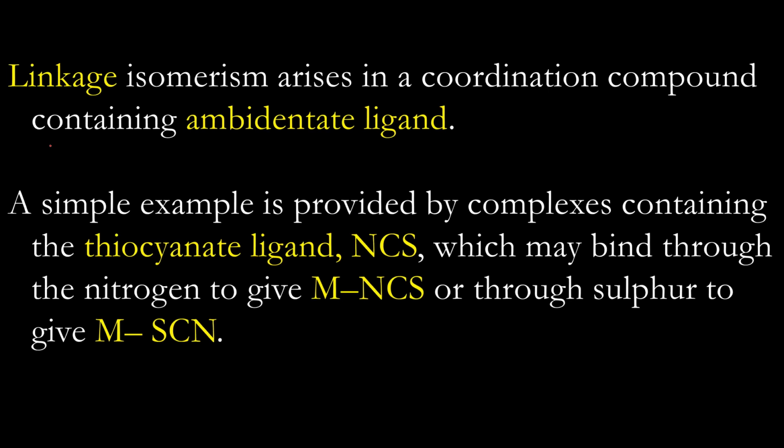Linkage isomerism, I told you that the link will be different. For example, NCS, in one case it will be connected through nitrogen, in the other case it will be connected through sulfur. Similarly for NO2, in one case through nitrogen, in the other case through oxygen. So linkage isomerism means the linking is different. In one case through nitrogen, in the other case through sulfur.